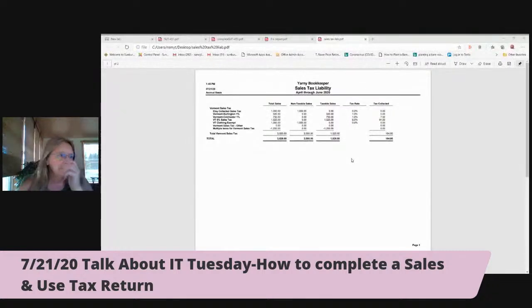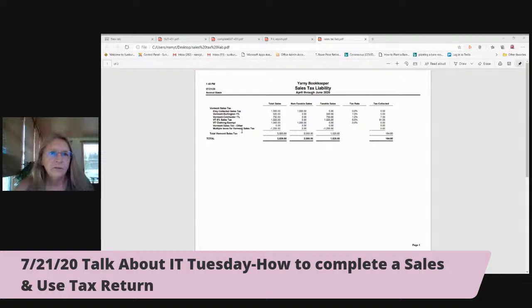So here we go. This is my sales tax liability report out of my QuickBooks desktop bookkeeping software. It shows you that I have total sales of $3,525 for the quarter that runs April through June of 2020. And over here on the very left, you will see different sales tax items that I have.